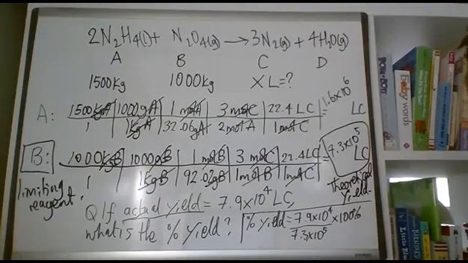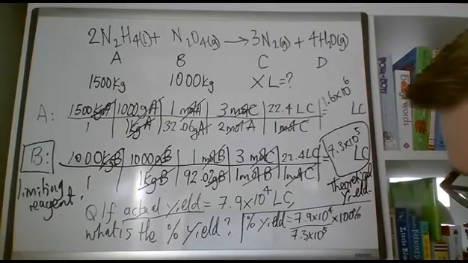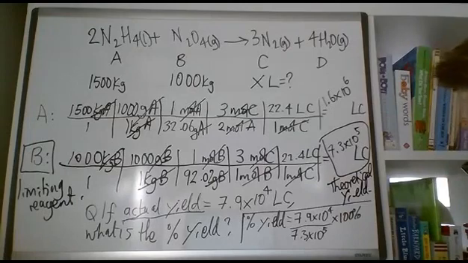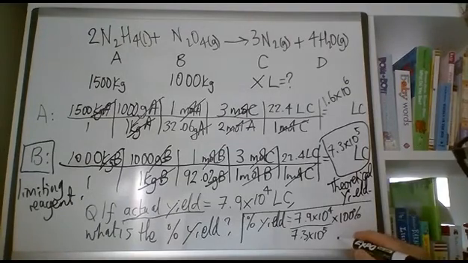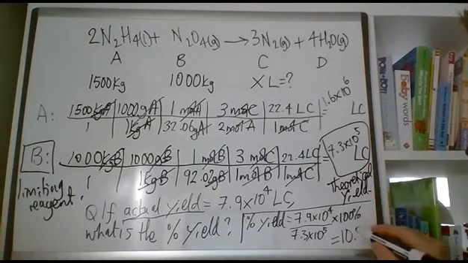So if we do that in this case, we have 7.9 by 10 to the 4 divided by 7.3 by 10 to the 5 multiplied by 100. We have about 10.8% yield.